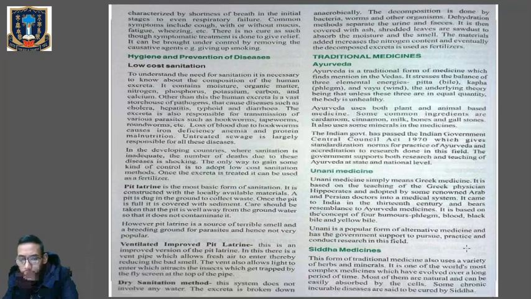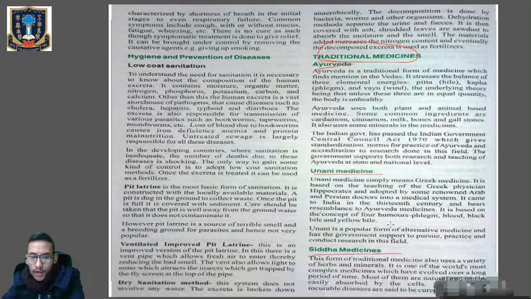Next one is Siddha medicines, which is the form of traditional medicines also, which use the herbs and minerals. It is one of the world's most complex medicines which have evolved over a long period of time, and most of them are natural and can be easily absorbed by the cells. And some chronic incurable diseases are said to be cured by the Siddha medicine. So kindly go through the traditional medicines, the three forms, which are Ayurveda, the Unani medicines, and the Siddha medicines.